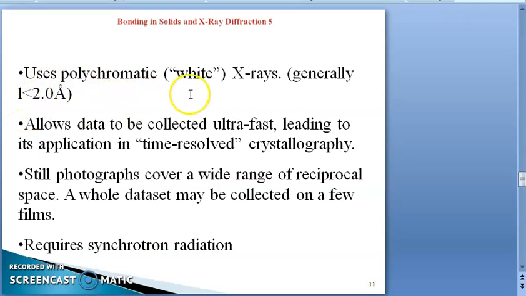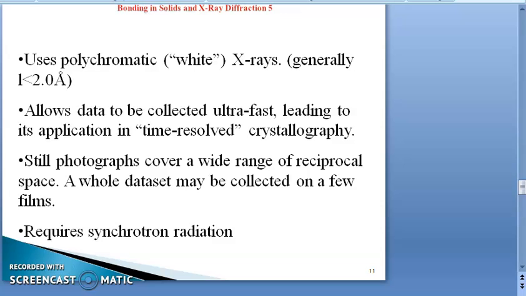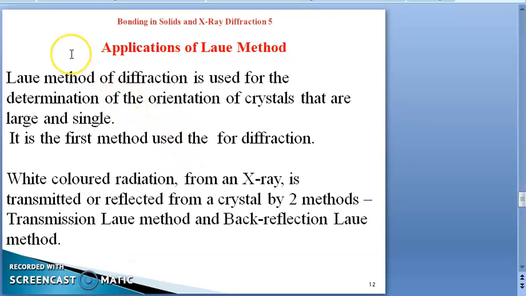It uses polychromatic X-rays, generally less than 2 angstrom. It allows data to be collected ultra fast, leading to its application in time resolved crystallography. Still, photographs cover a wide range of reciprocal space. A whole data set may be collected in a few films. It requires synchrotron radiation. So in this way, these are the benefits of using Laue method.